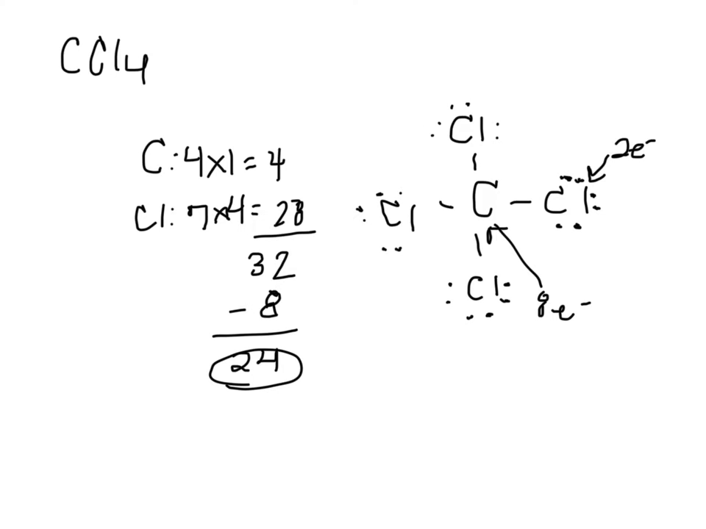So now I have 6 dots around each chlorine, which fulfills the octet rule for that. So if you've got enough electrons to evenly distribute them to all of them, you can actually do so.